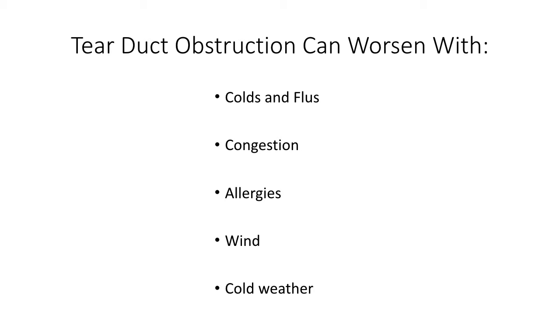A tear duct may be partially blocked. In this case, the child can appear unaffected on some days and may have tearing and discharge on other days. These signs of tear duct obstruction can worsen with things like colds and flus, congestion, allergies, wind, and cold weather.